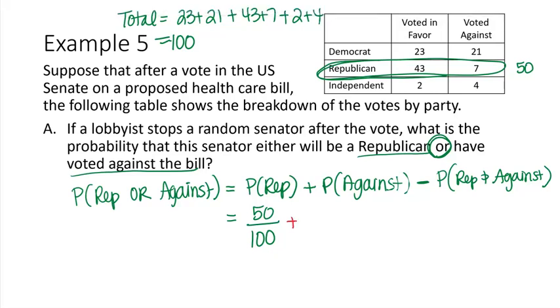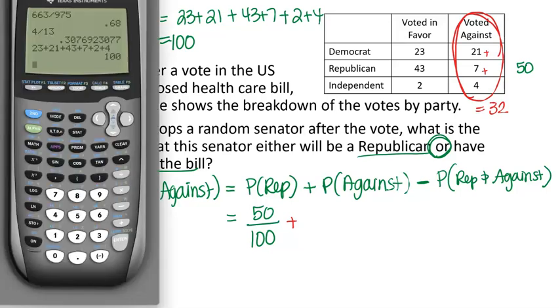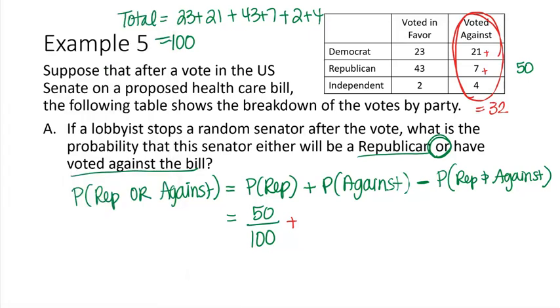Now I'm going to add that to looking at just the people who were against the bill. So I look at all against as if it's its own event. 21 plus 7 plus 4 should be 32. If you're not sure, add them up. 21 plus 7 plus 4. 32 people.